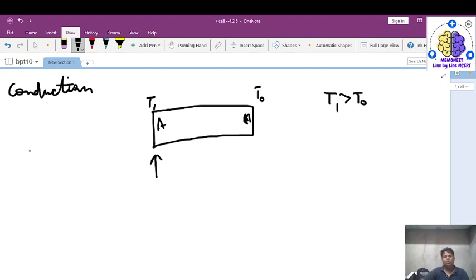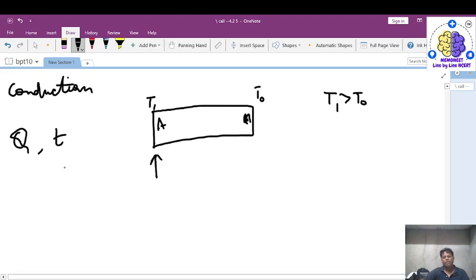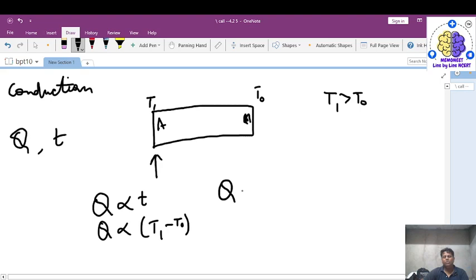Now suppose Q amount of heat is being given to the conductor for time t. This Q will be directly proportional to t, meaning for greater time, greater heat will be supplied. This Q will also be directly proportional to the temperature difference between the two ends of the conductor, that is T1 minus T0. The heat supplied Q will also be directly proportional to the area of cross section. More is the area of cross section, more heat will be required to heat the conductor.